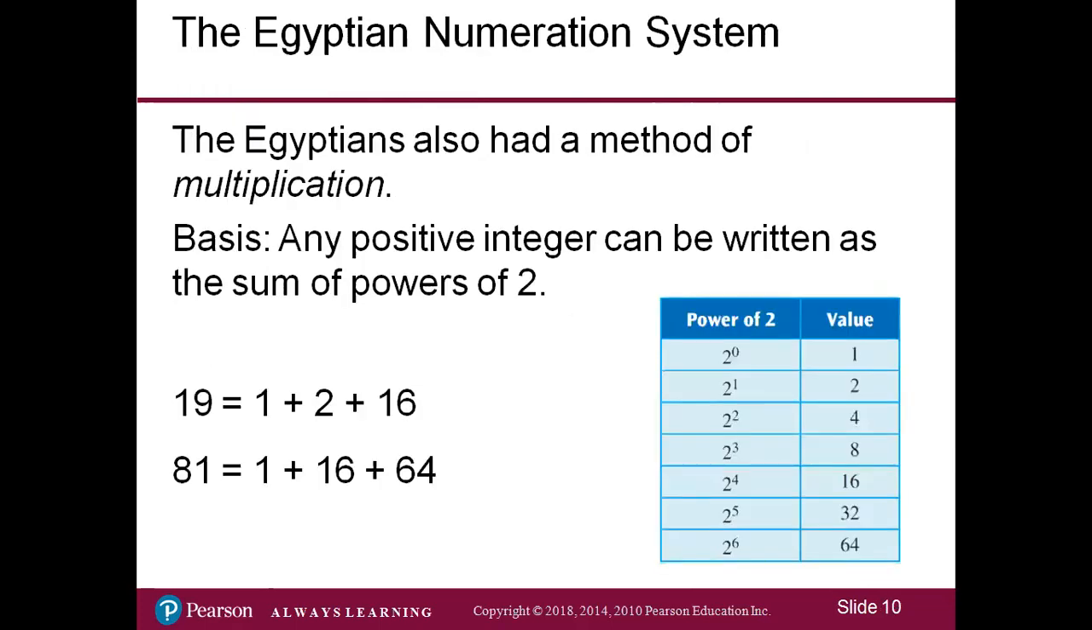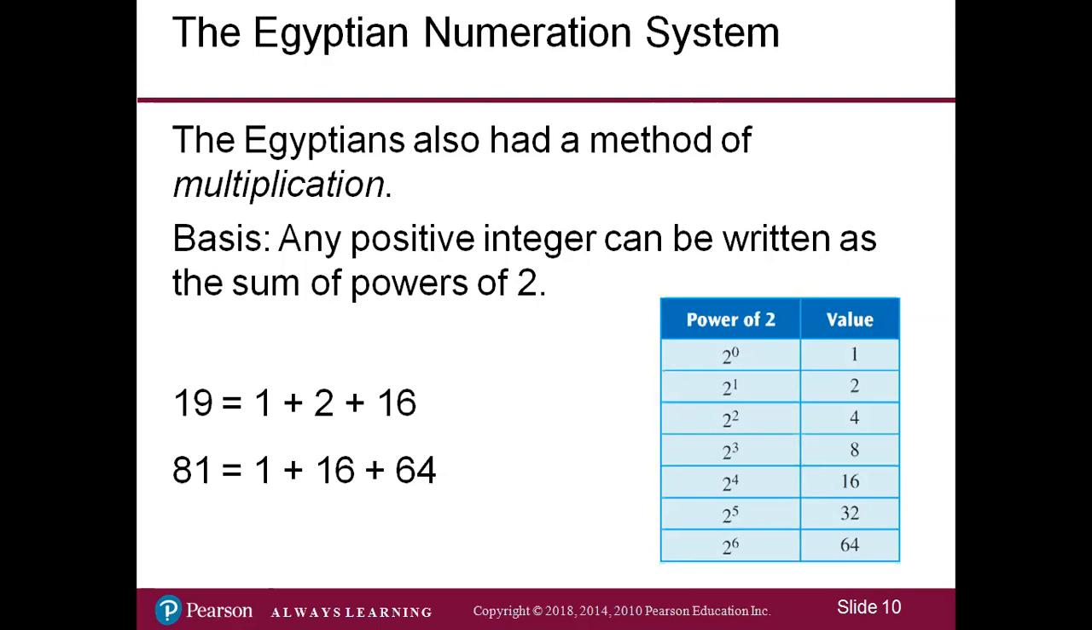The Egyptian numeration system also had a method of multiplication. Basis. Any positive integer can be written as the sum of powers of 2. So this is also something we do with binary. 2 to the power 0 is 1. 2 to the power 1 is 2. 2 squared is 4. 2 cubed is 8.